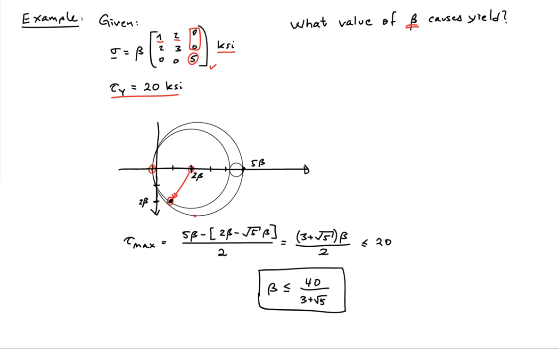So this is a simple application of Tresca's yield criteria, and the application is always relatively the same. You have to figure out the radius of the largest circle on the Mohr diagram, and that then allows you to determine whether you have yield or not in the system.